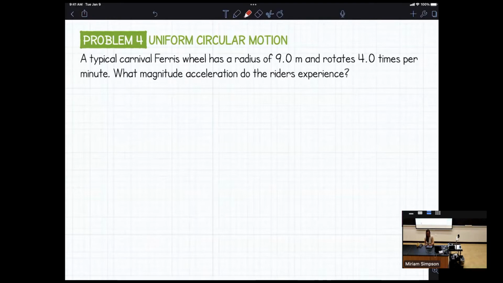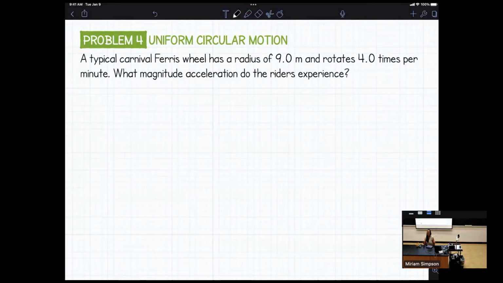I'm trying to remember if I wrote this problem or if I got it from the book. We could actually look at a real Ferris wheel and see what the speeds are. This is probably in the range of normal, but a little on the fast side. Okay.